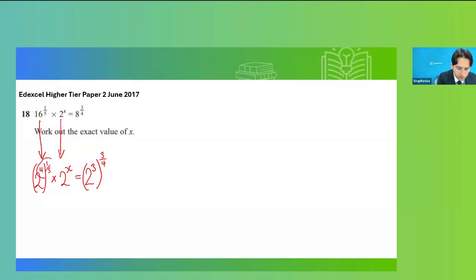So 4 times a fifth, because when it's a power to a power, you times them. You're going to get 2 to the 4/5 times 2 to the x. And again, you times these together. 2 to the 3 times 3/4 is actually 9/4.